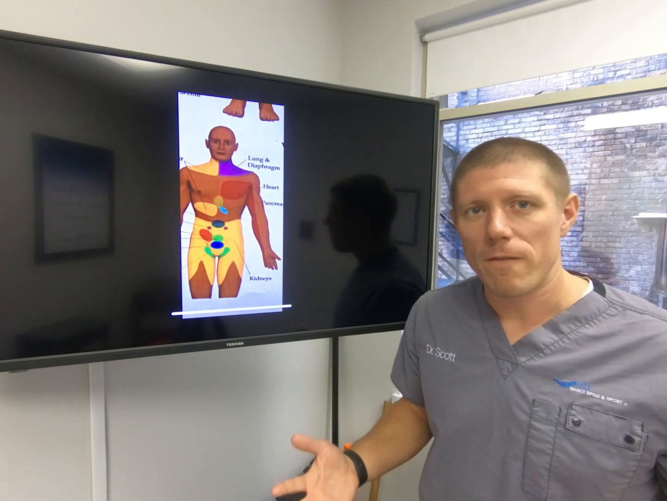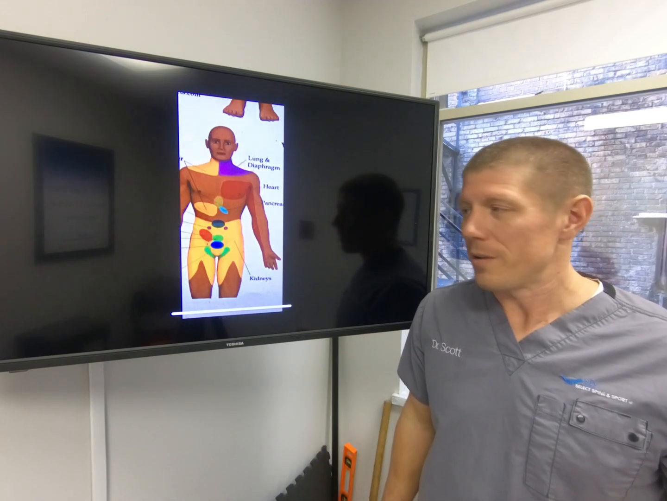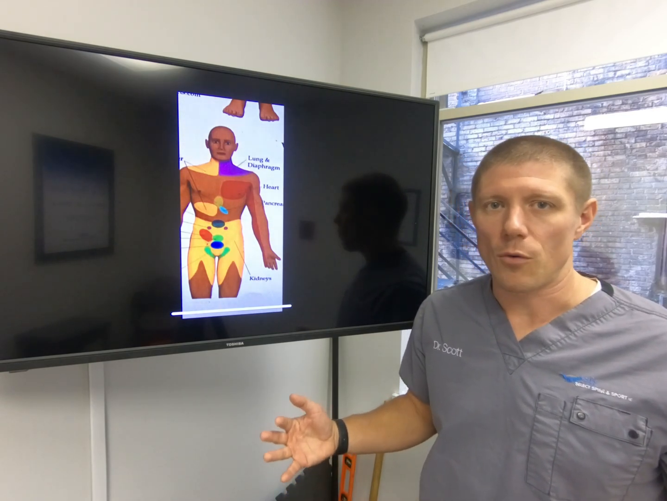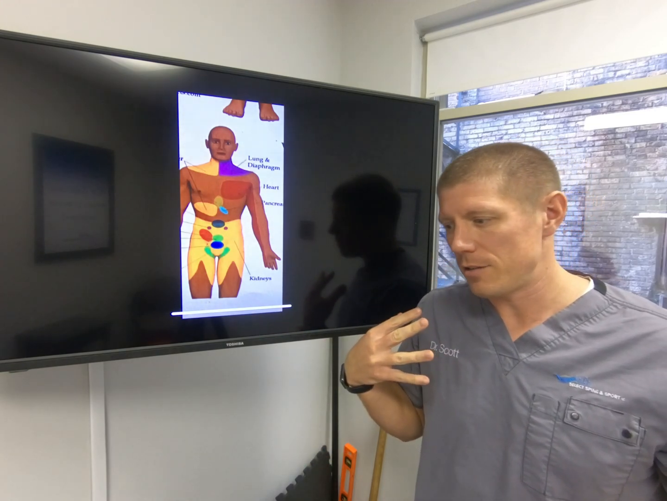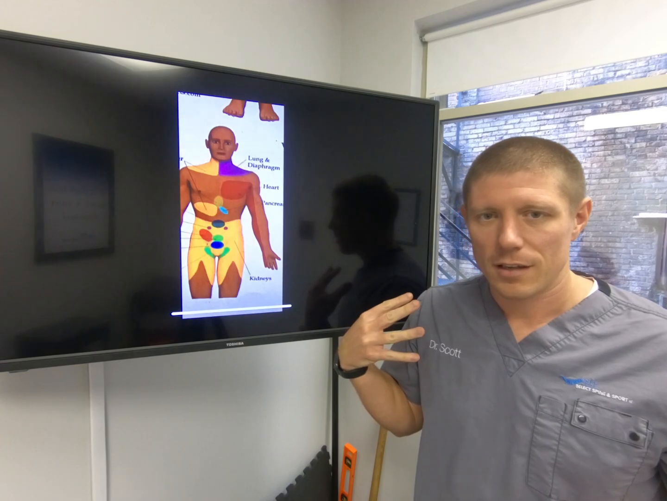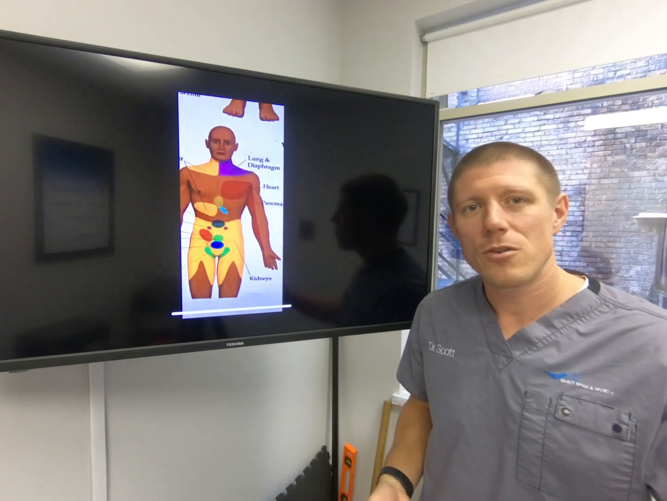But the other two are very fixable, and they're fixable in our office. So there are other tests that we can do to determine is adhesion at play here that's leading to the compression of these discs in the neck that are referring down to the hand. There's other tests we can do for that. We're going to go over that next week.